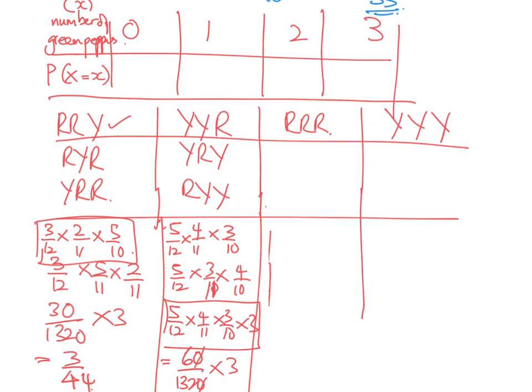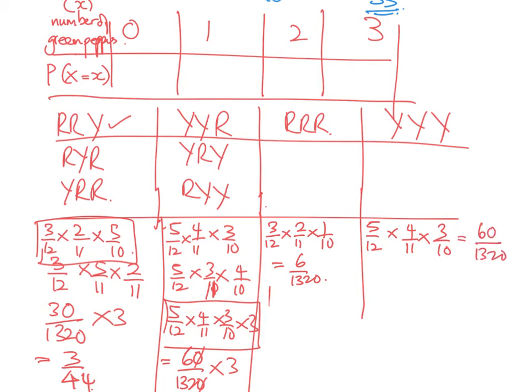Okay, 3 over 22, and finally red, yellow. Okay, probability of red is, first red is 3 over 12 multiplied by the second red, which is 2 over 11 times 1 over 10. And the answer is 6 over 1320. Whereas yellow, first yellow 5 over 12 multiplied by second yellow 4 over 11 and times by third yellow, which is 3 over 10. And this is 60 over 1320.